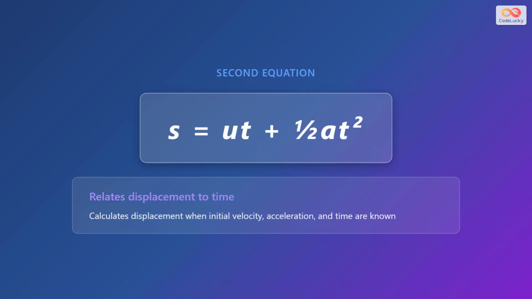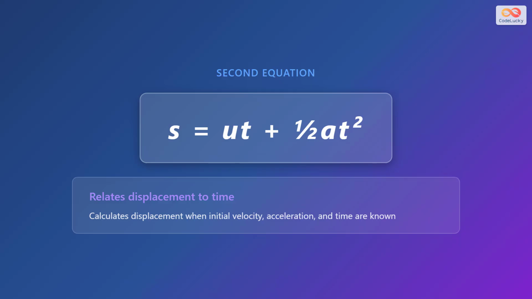The second equation of motion is s equals ut plus 1/2 at squared. This equation relates displacement to time and is particularly useful when you need to find how far an object has traveled. It combines the effect of initial velocity, moving the object forward, with the additional displacement caused by acceleration over time. The term ut represents the distance covered due to initial velocity, while 1/2 at squared accounts for the extra distance gained from acceleration.